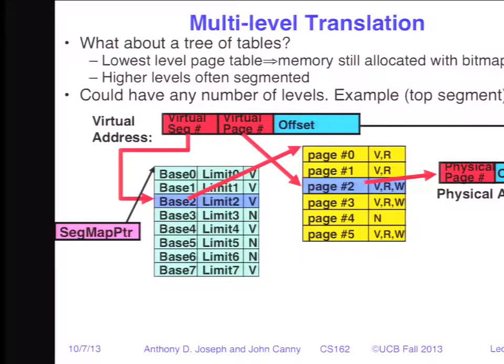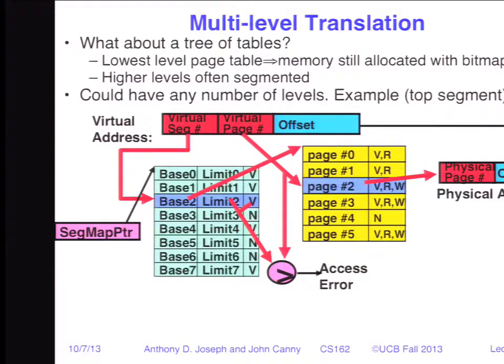Okay, very good question. What is the purpose of limit 2? The limit here tells us how large this page table is. The reason why I said we're not quite done yet is we need to check all the bits and the sizes and everything to make sure we actually had a valid translation. First of all, we have to check to make sure that this virtual page number is not larger than what would be allowed by limit. That is, we ran off the end of the table.